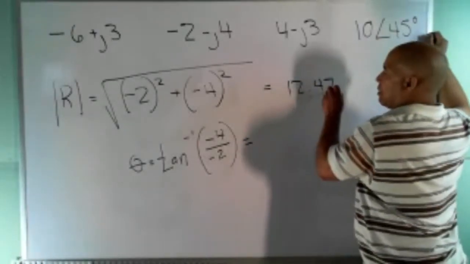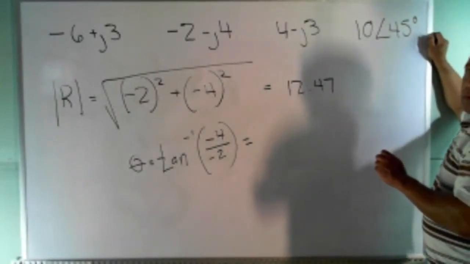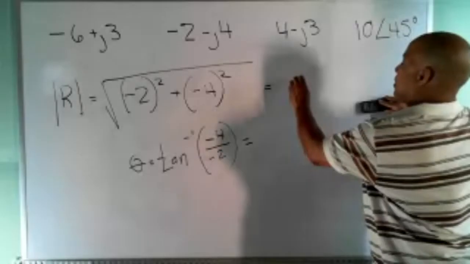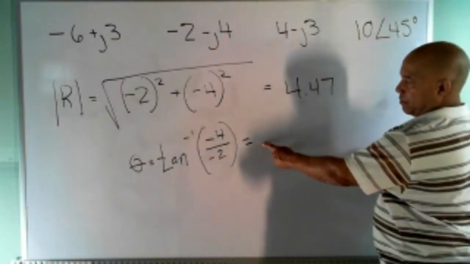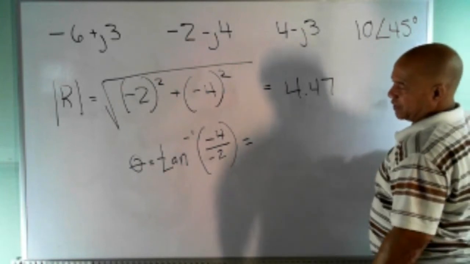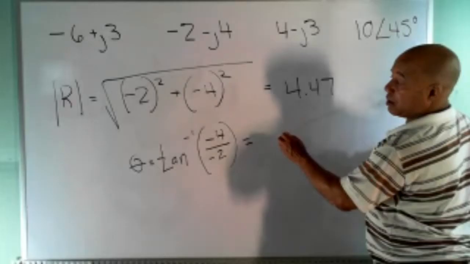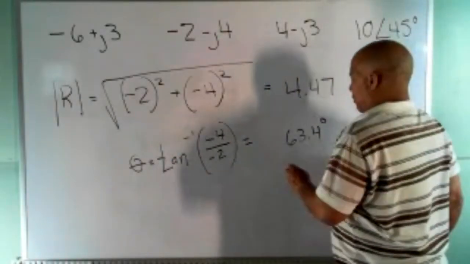Twelve point four seven? Is that what you got? No, I say 4.47. All right. And what about here? The inverse tangent of 2. 63.4. All right. So we know we're 63 degrees.